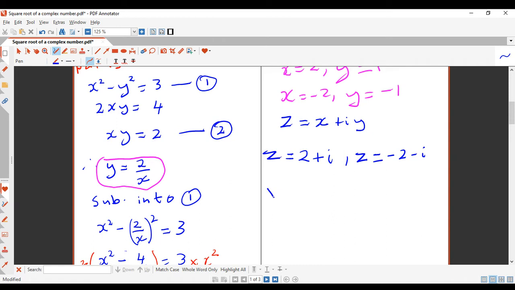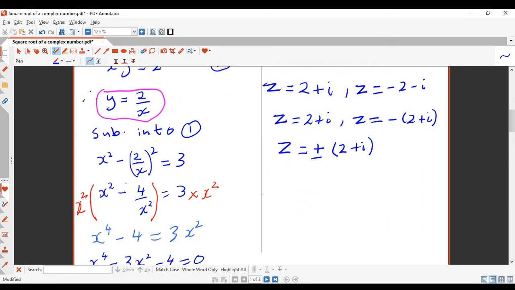So what's my final answer? Actually, I'm just going to do something else here. Do you notice that this is 2 plus i, and I could take a negative as a common factor and get 2 plus i. So that means I could say z is equal to plus or minus (2 plus i). You need the brackets there. That's the neatest way to write the answer. All right, so in conclusion, what I would write down is the square root of 3 plus 4i is equal to plus or minus (2 plus i).